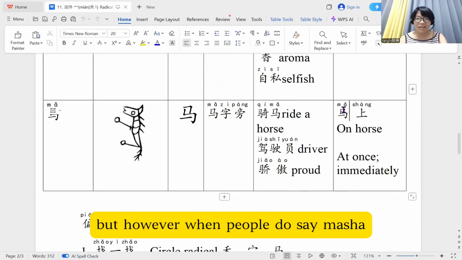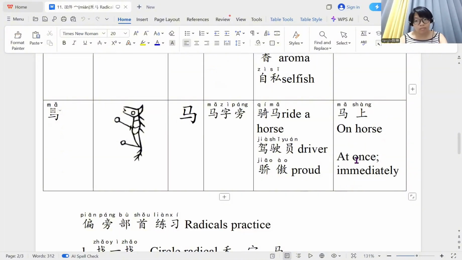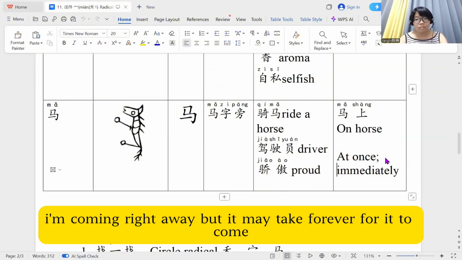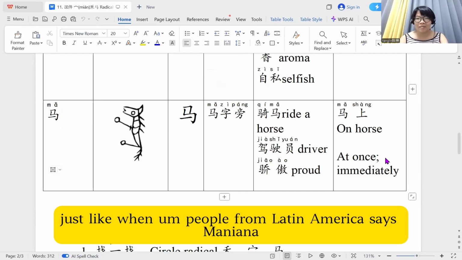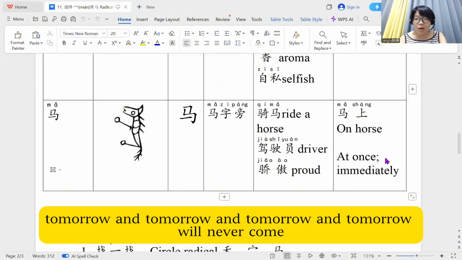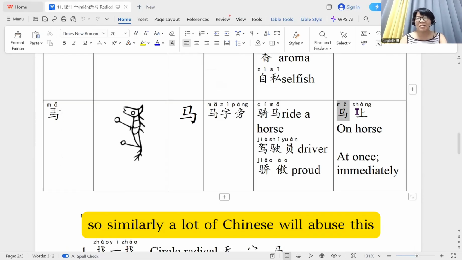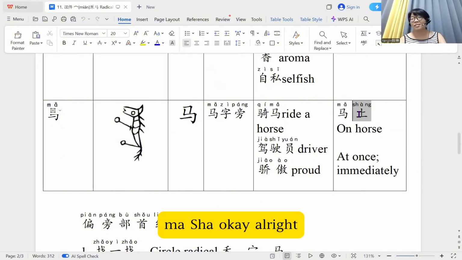However, when people do say 马上, don't take it literally. They may say 马上, I'm coming right away, but it may take forever to come. Just like when people from Latin America say mañana, tomorrow, and tomorrow, and tomorrow will never come. Similarly, a lot of Chinese people will abuse this 马上.